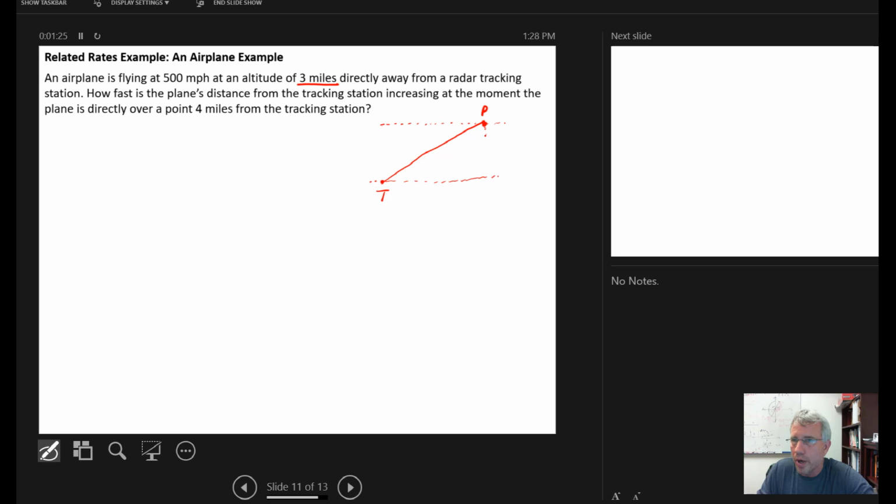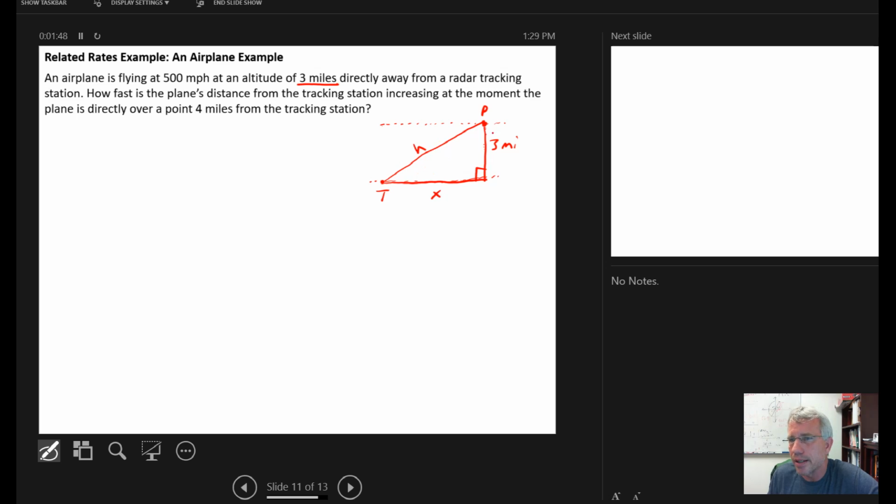What I know is that the altitude of the plane is a constant. We're given that it's flying at a height of 3 miles above the ground. This ground distance right here is going to be changing, so I'll label it with an x. It's changing. And the distance from the plane to the tracking station is just the hypotenuse of this right triangle.